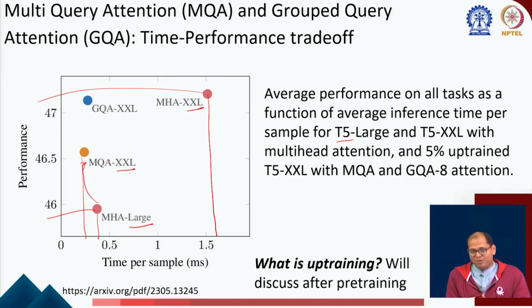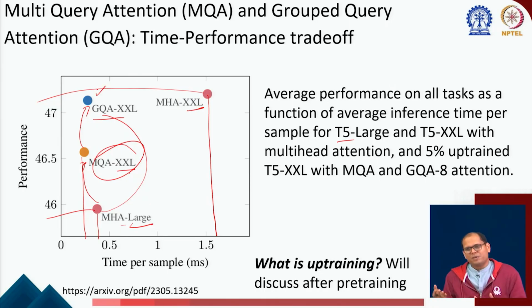So if you want to save time, this is one of the good ways. You take less time and get better performance than the large model, but you lose compared to the XXL model. They said GQA is a nice spot where it takes slightly more time than this, but still less than the large model, and performance is much higher and comparable to the XXL model. So GQA is a very sweet trade-off between time and performance, and that's why it has become quite popular.